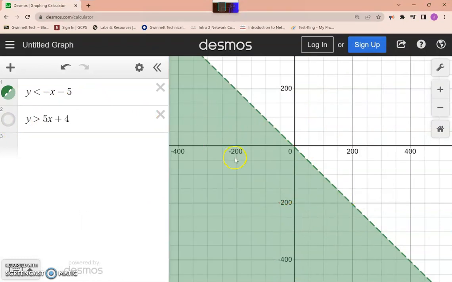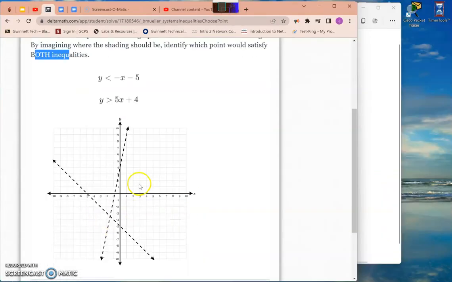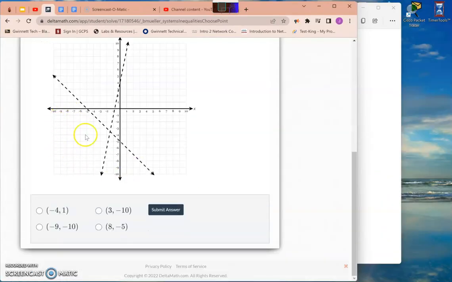So here's my green. Where does the red intersect with my green? So it's on here somewhere when I put it on. Boom, right here. So this is like what? To the leftish. So when I come to my work, to my left, anything in here. All right, so let's look at the points they give us. Negative 4, 1, that's not in here. 3, negative 10, that is not in here. Negative 9, negative 10, that's in here.